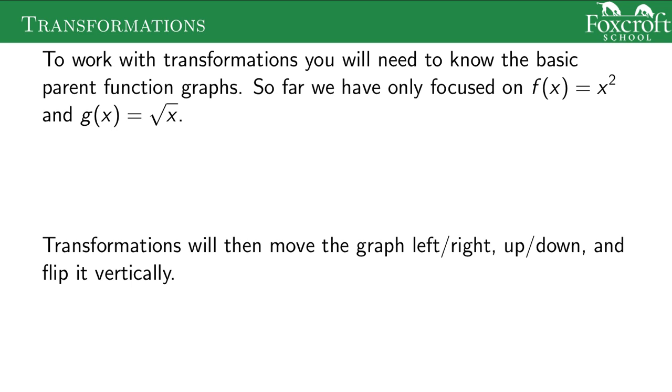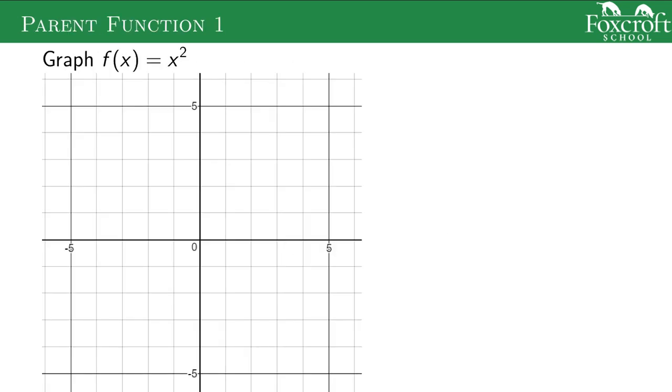All right, so to work with transformations, you need to know what the basic parent functions look like. And right now we just have two parent functions. We have f of x equals x squared and g of x equals the square root of x. So for an x squared problem or a square root problem, we can graph using transformations. All right, once you have your parent functions down, you just need to know your graph is going to move some left and right, some up and down, and it might actually flip upside down.